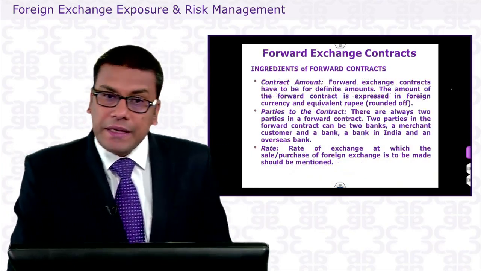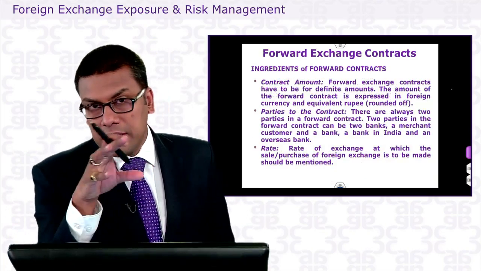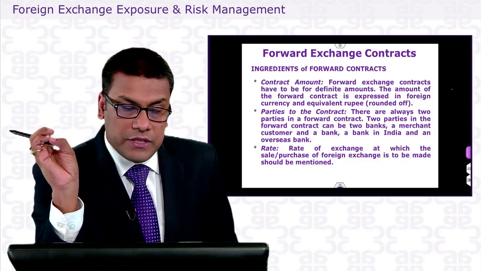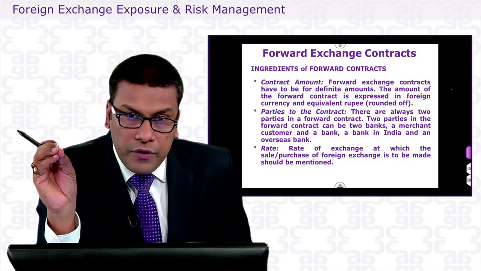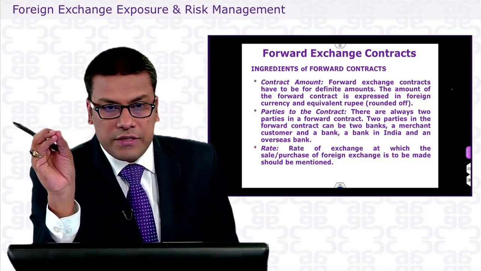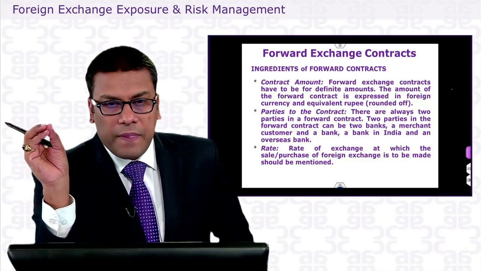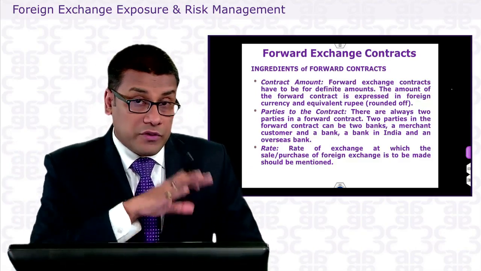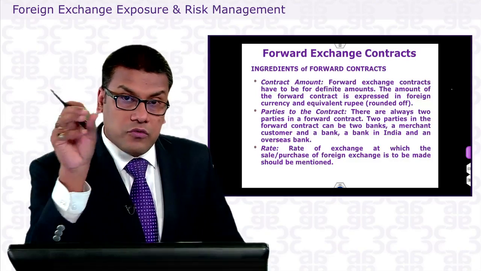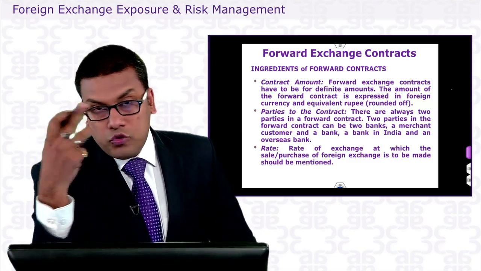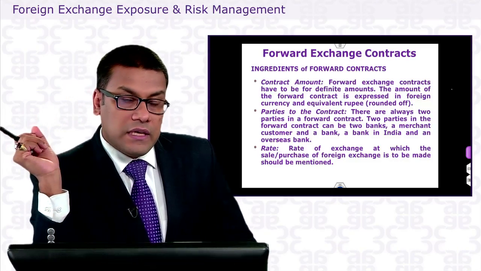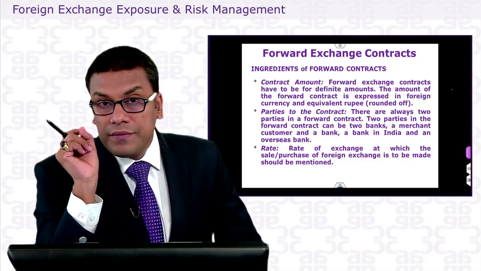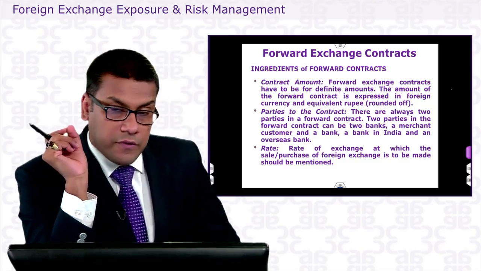Further to this, as an ingredient of a forward contract, there are certain further requirements, in the sense that the contract amount in a forward exchange contract has to be for a definite amount. The amount of the forward contract is expressed in foreign currency, and the equivalent rupee amount has to be rounded off. The rounding-off mechanism is where the exchange rate quotation comes into the picture, and we talked about pip and point quotation, to what extent the rate can be rounded off, and the mechanism of buying low and selling high if your rates are quoted directly. So those things should be observed, but there has to be a definite amount and fixed rates expressed in foreign currency.